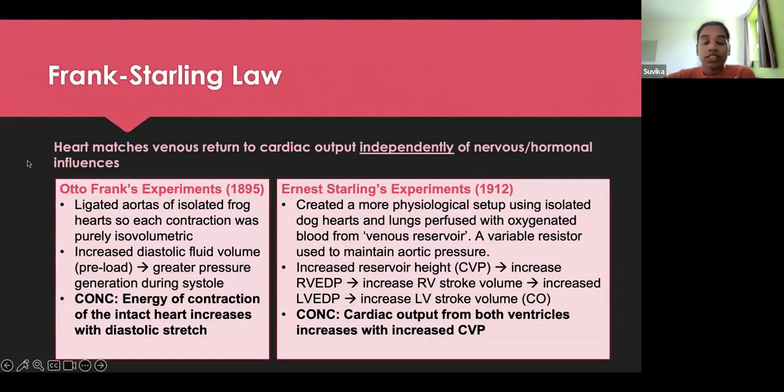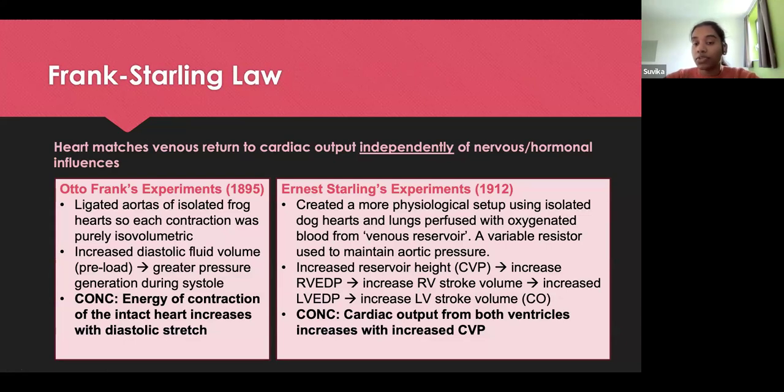So moving on to the Frank-Starling law, and this was something that I found really difficult to understand, so I'll focus a bit more time on this. Essentially what the Frank-Starling law is telling us is that your heart is going to be matching venous return, so how much blood is coming back to your heart, to the cardiac output. How much blood you are putting out overall should match how much blood you're getting back into the heart.